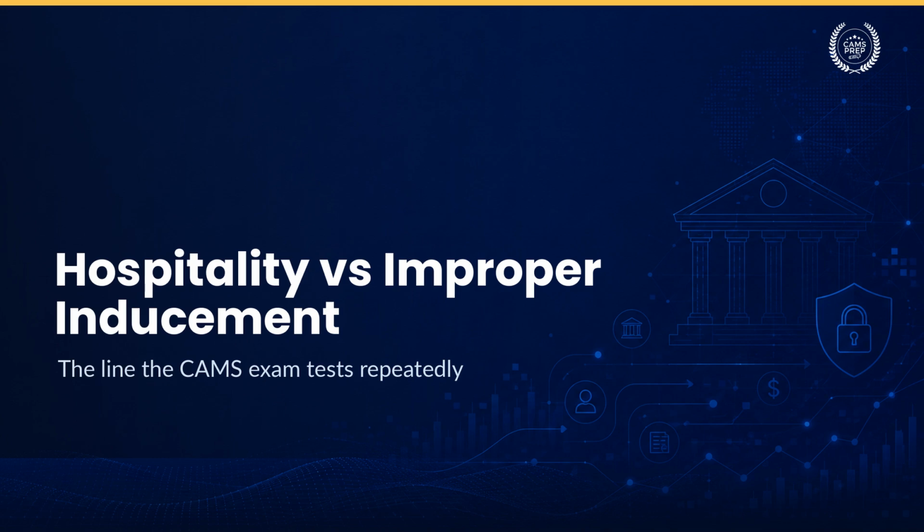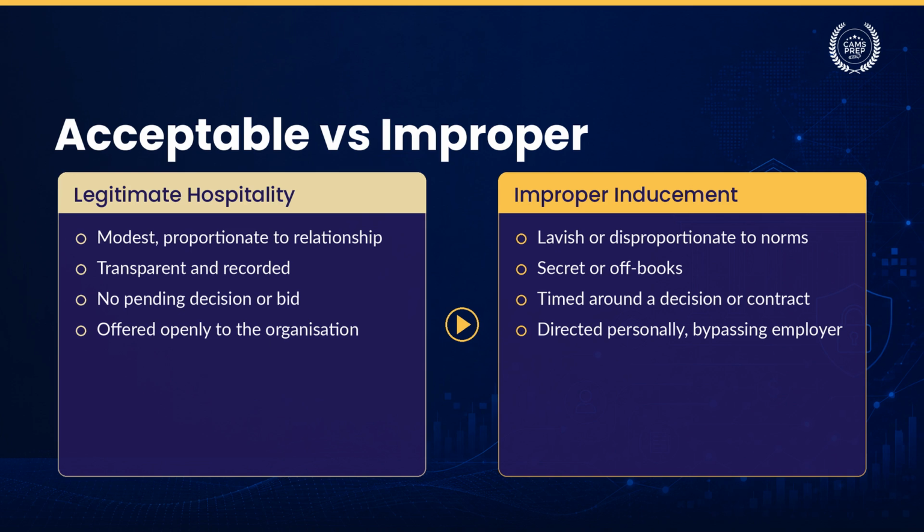Now we reach one of the most important distinctions for the CAMS exam: the line between acceptable business hospitality and an improper inducement. This comes up in multiple question formats, so let's get it right. Legitimate hospitality is modest and proportionate to the business relationship. It is transparent, recorded, disclosed, and often pre-approved. It is not timed around a pending decision, bid, or contract. And it is offered openly to the organization, not secretly to an individual.